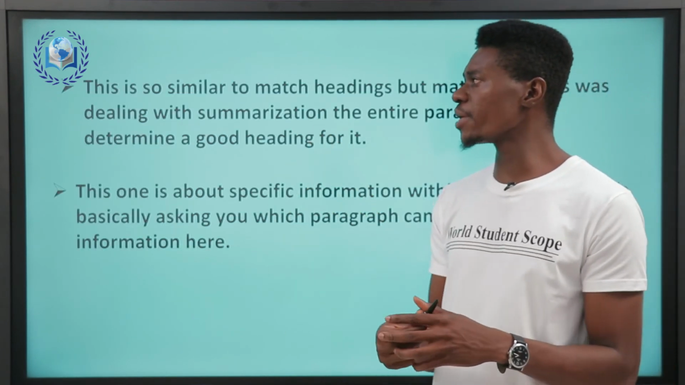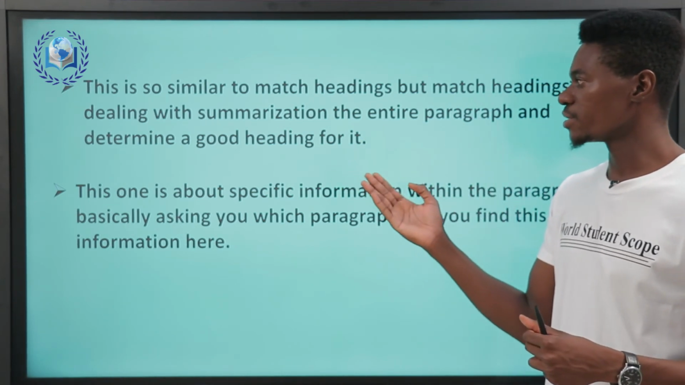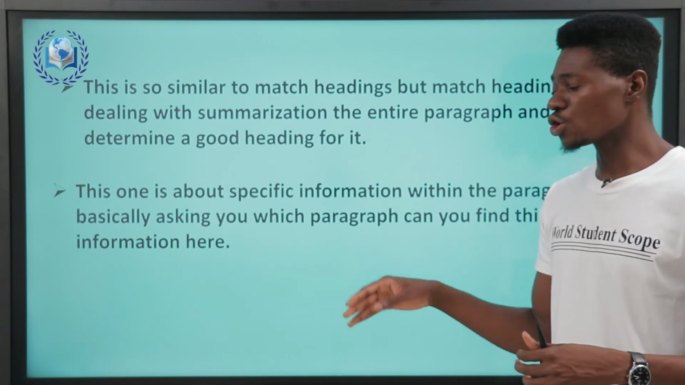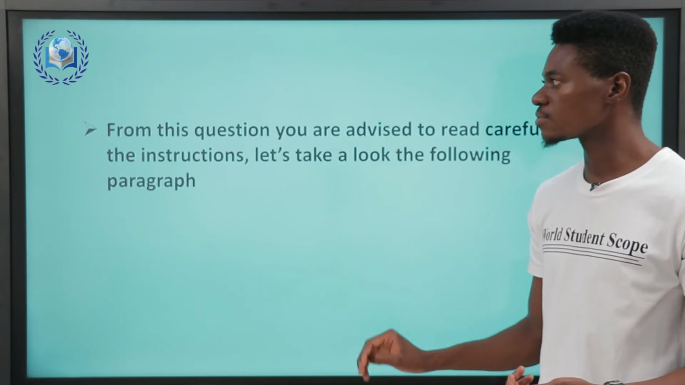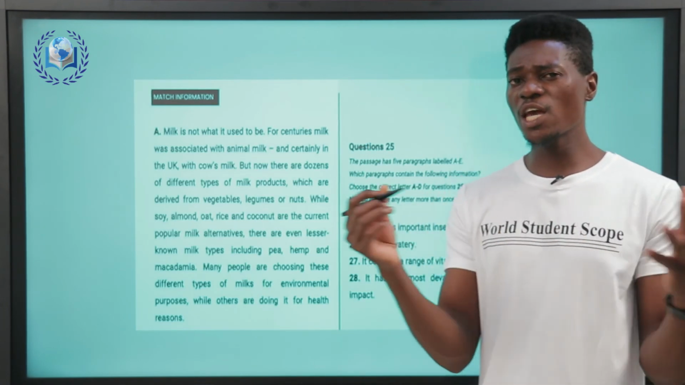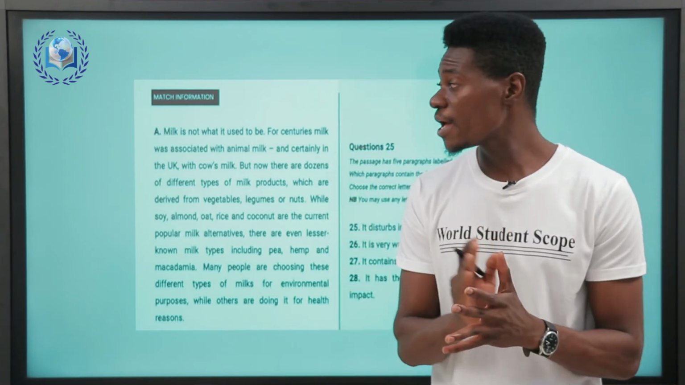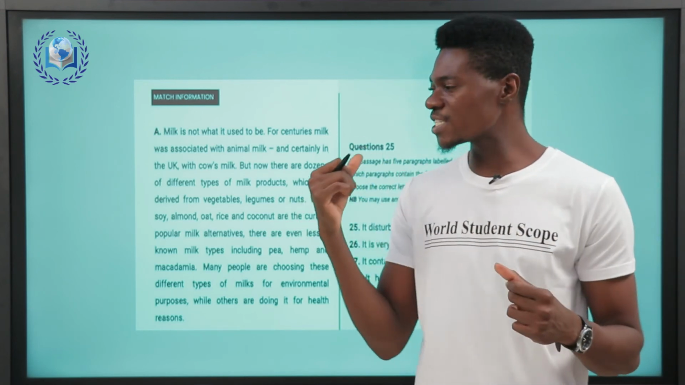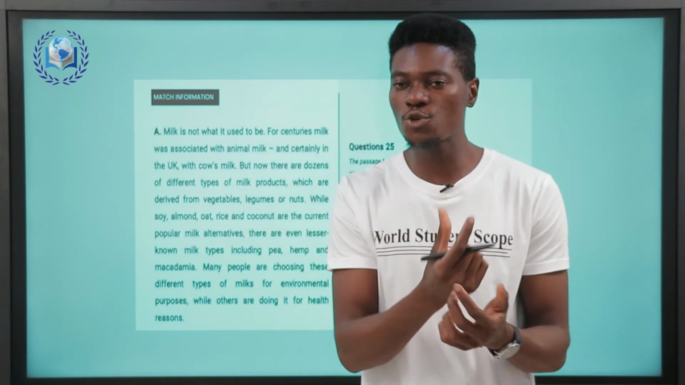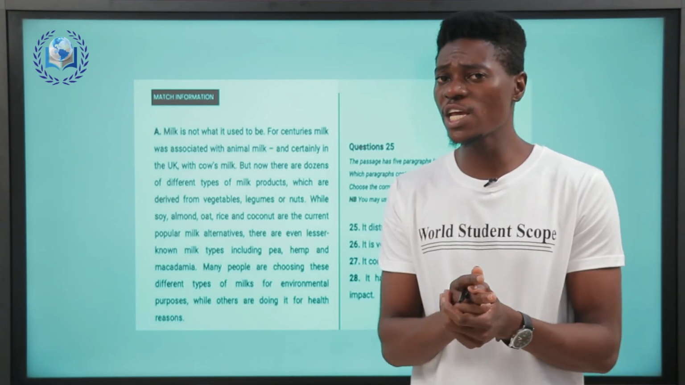So this is very similar to match headings, but match headings was dealing with summarization, taking the entire paragraph and determining a good heading for it. So this is another type of question which you are going to face. It is called match information. In matching information, it's the same thing as matching headings, but here we are not matching headings, we are matching information. In this type, we'll be given the name of a person and the information he or she has said. Then you have to match the information: who has said that information and where he or she has said it.